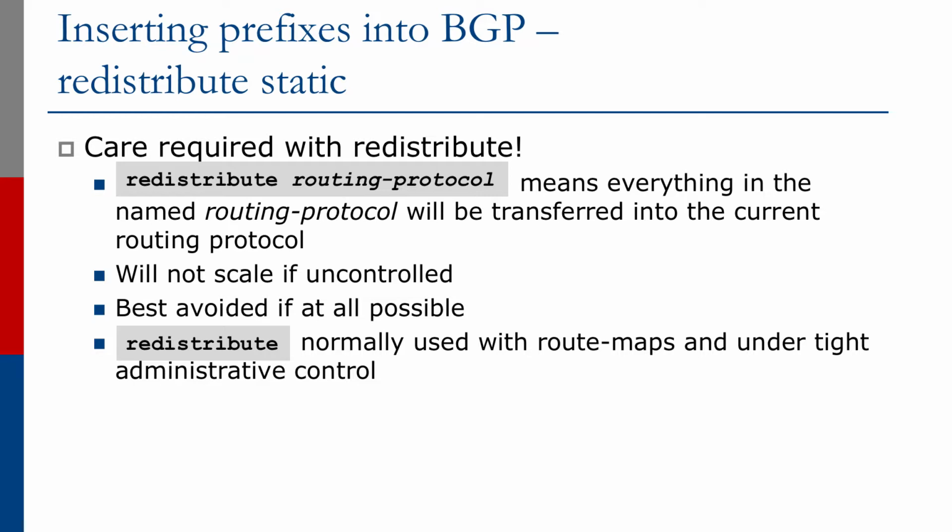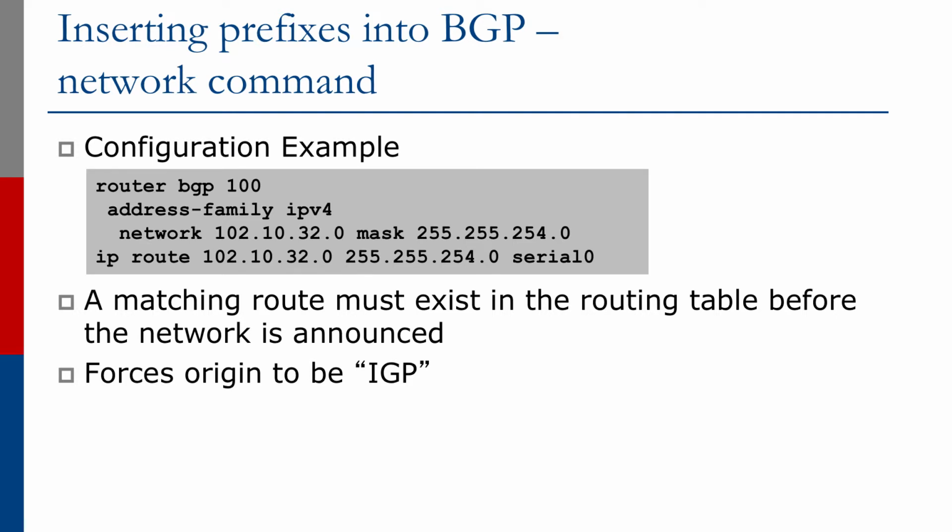So the redistribute static will redistribute everything into the other routing protocol, in this case BGP. It won't scale if it's uncontrolled, and certainly for newcomers to implementing BGP on their networks, it's best avoided until you have a proper understanding of how BGP functions, especially how the policy language is implemented. So we'll look at the network statement as the alternative. The network statement is actually quite simple and quite direct. What it does under the BGP process, it simply says, if you see this entry in the global RIB, put it into the BGP RIB.